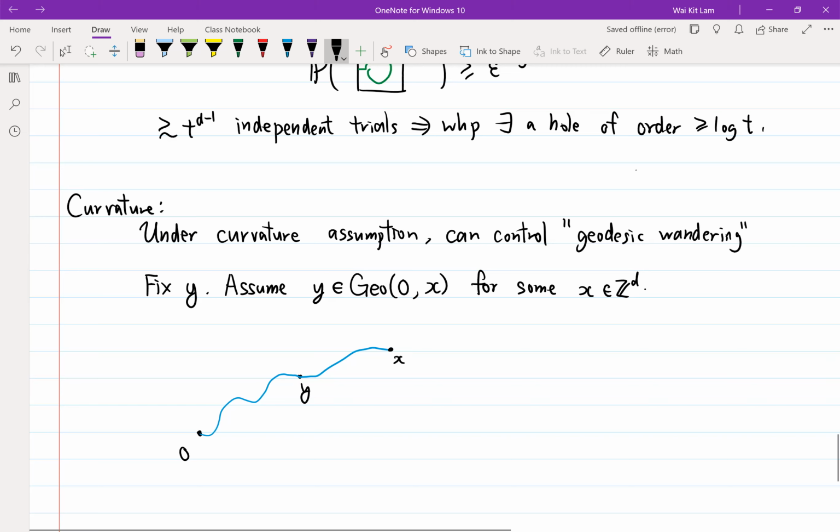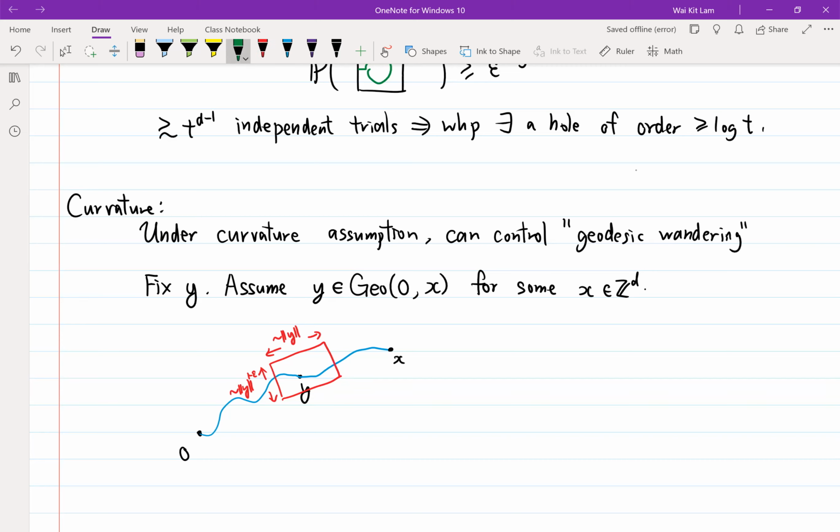Then if you assume the limit shape is uniformly curved, then you can show the following. So essentially you put a cone, or let me just draw a rectangle here, around this vertex y. The width here is of order log of y, and the height here is, roughly speaking, y to the 1 minus epsilon.